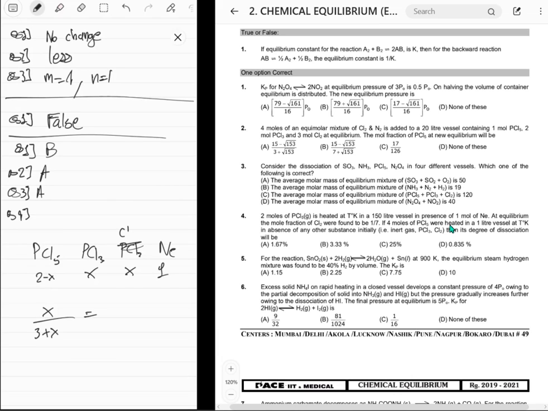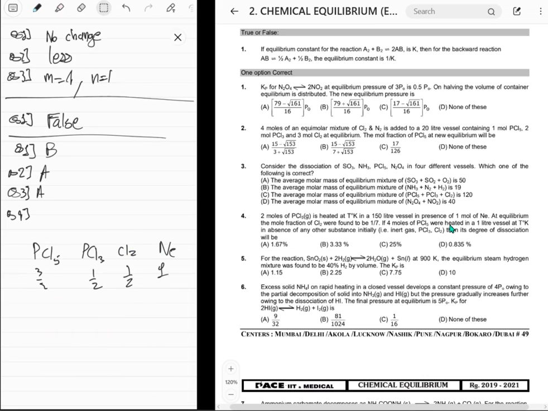That thing is the mole fraction of Cl2, and that will be 1 upon 7, right? So 7x is 3 plus x, so x is 1 by 2. Cool. So x is 1 by 2. This will be 3 by 2. Both of these will be 1 by 2. This is Cl2. Okay, so this is now like that, right?